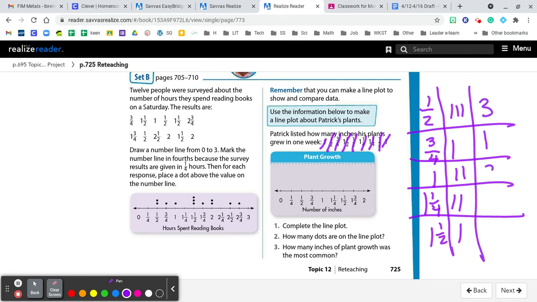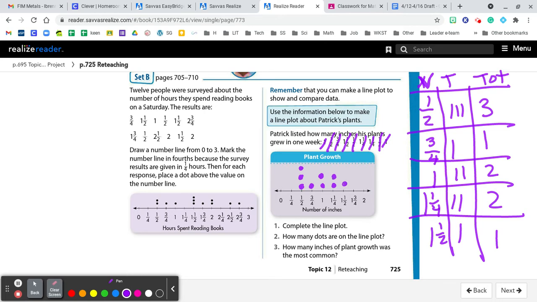I've got a 3, a 1, a 2, a 2, and a 1. So this is my tally, this is my total, and this is my value or my amount. So I can go back to my little chart and I can put X's or little dots or whatever you want to use here. So if I say 3 1/2, I have 3. 3/4, I have 1. The whole number 1, I have 2. 1 1/4, I have 2. And 1 1/2, I have 1.